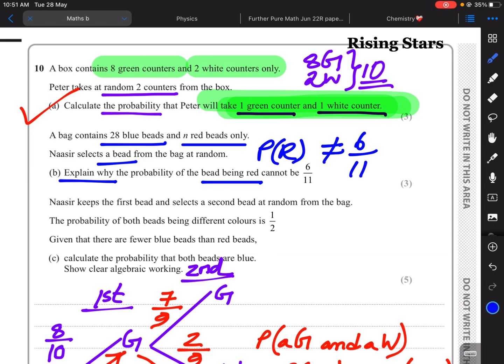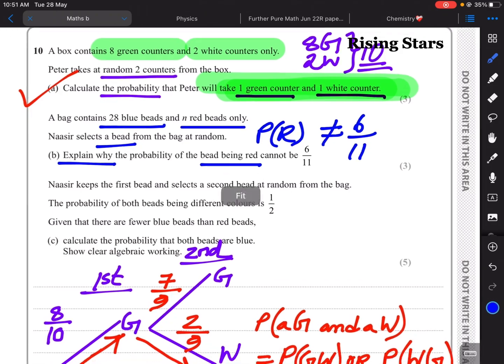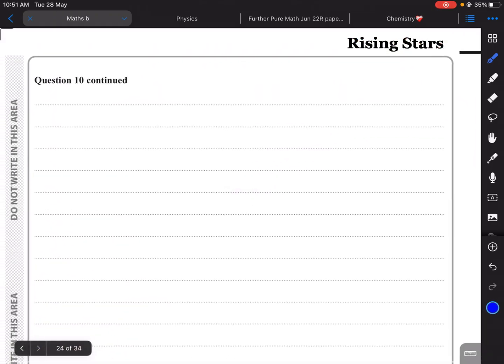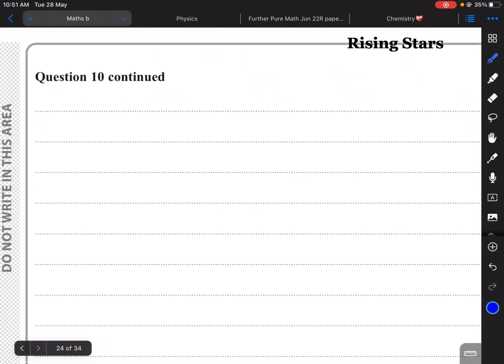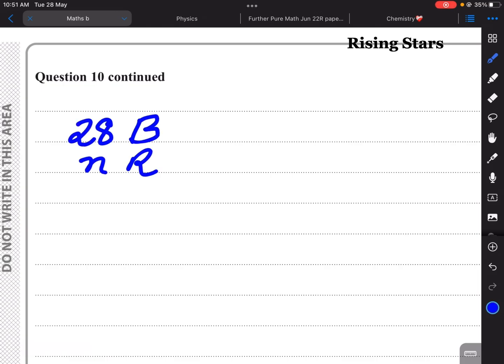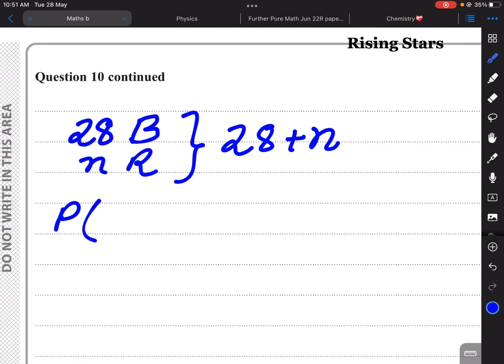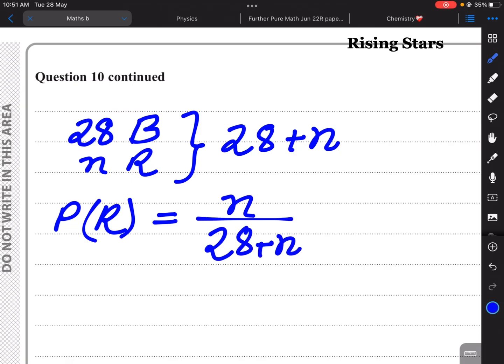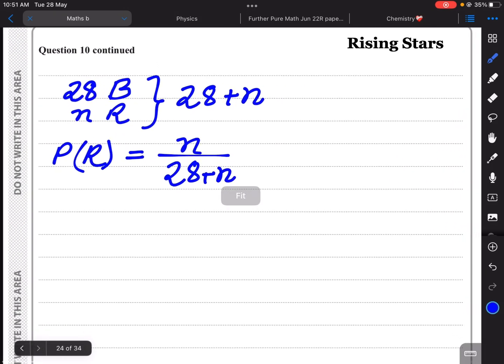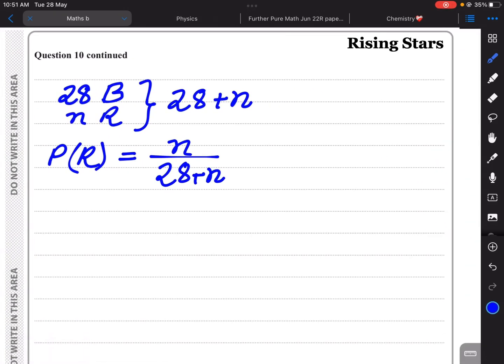এটা আমাদের proof করতে হবে কেন এটা 6/11 হবে না। So let's do it. Okay, so what do we have? We have 28 blue bits and n red bits. In total we have 28 plus n bits. So probability of getting a red bit is equals to n over 28 plus n, right? This is the probability of getting a red bit.